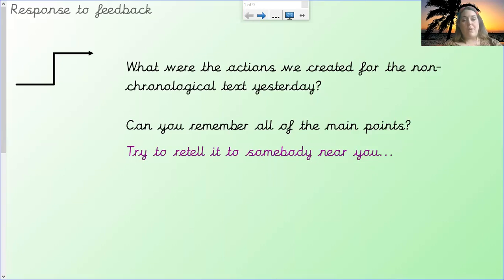Yesterday, you managed to create some actions for our non-chronological text. I hope you enjoyed that activity and you feel like you understand and know the text a little bit better now. I wonder, can you remember all of the main points? If you've got somebody near you that you can try and retell the text to with your main points and your actions, then just pause the video and have a go.